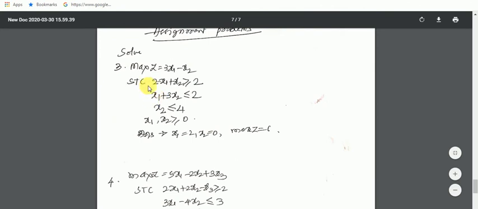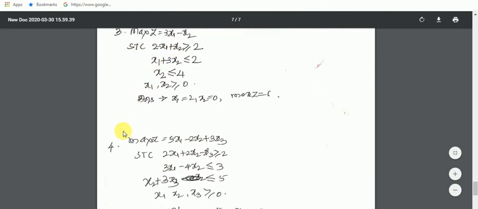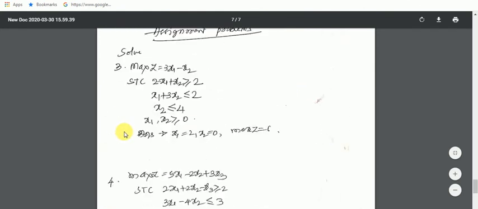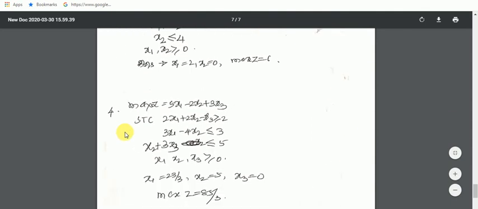Now, as an assignment, please try to solve these two problems. You will come to know how to solve this two phase method. Thank you.